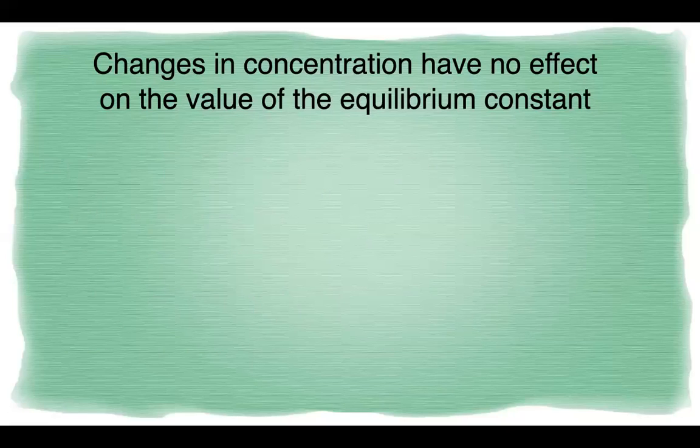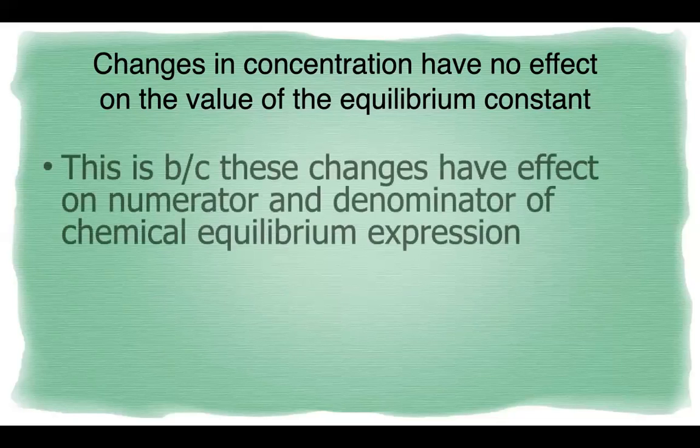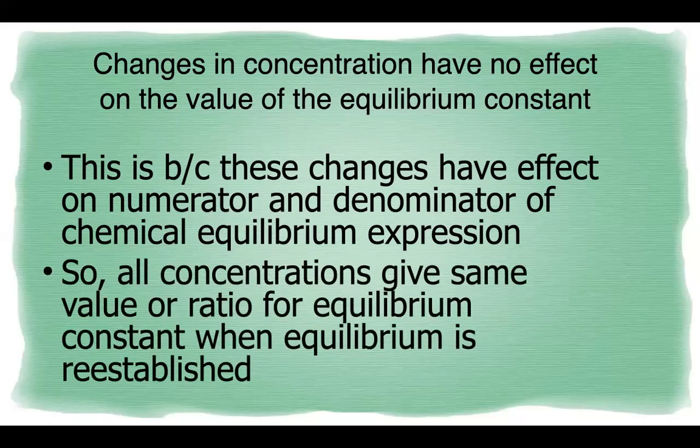Okay, this is an important point. The change in concentration does not have an effect on the value of K. And you might be like, wait, why? Because if we change concentrations, it's all proportional, okay? The changes have an effect on the numerator and the denominator of the equilibrium expression. So overall, K does not change. All the concentrations give the same ratio for the equilibrium constant when equilibrium is reestablished.